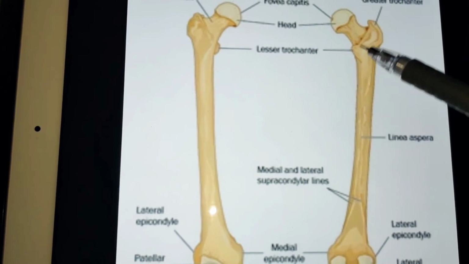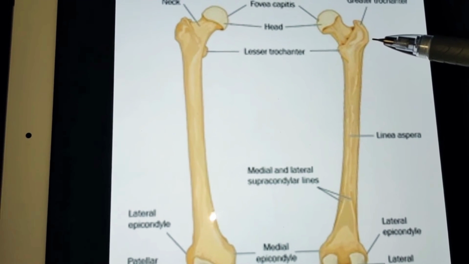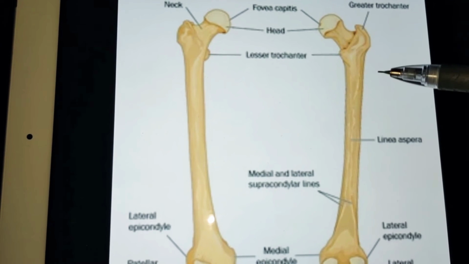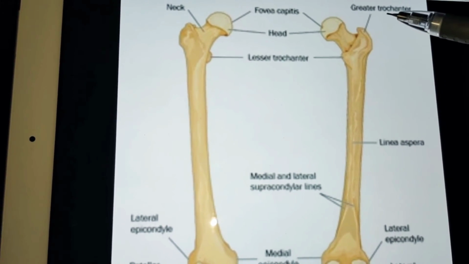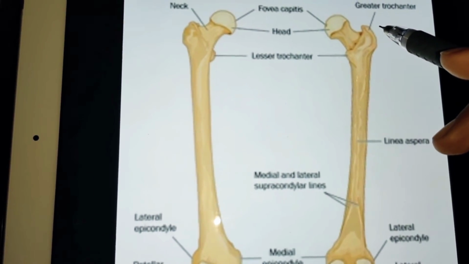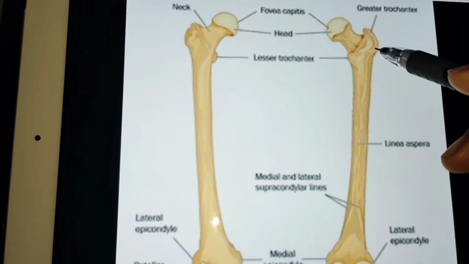Now about the intertrochanteric crest: on the posterior side it is called the intertrochanteric crest, right? This intertrochanteric crest marks the junction of the posterior surface of the neck with the shaft of the femur. It is a smooth rounded ridge which begins above at the posterior superior angle of the greater trochanter, here, and ends at the lesser trochanter.